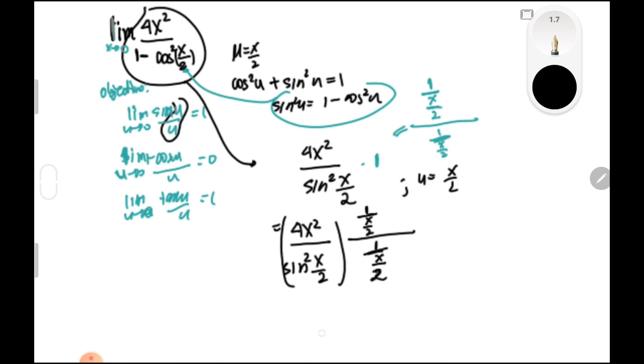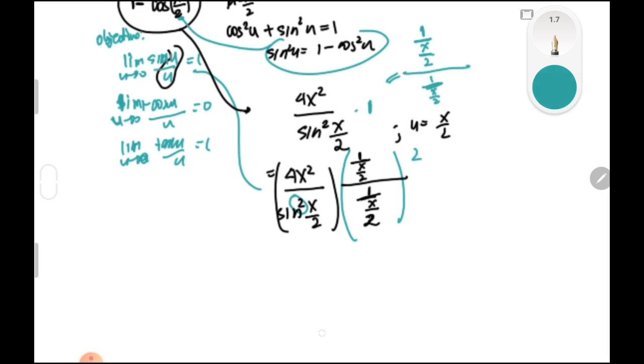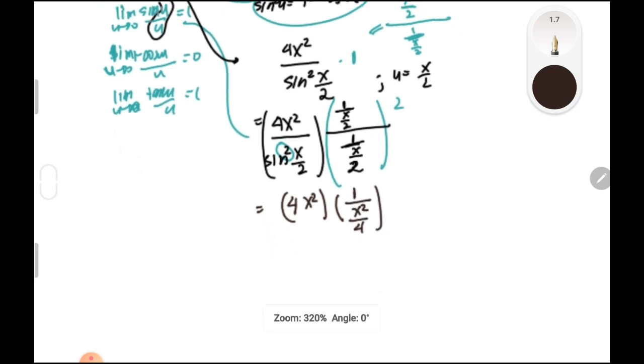Okay, but wait, take note that it is in squared. So kailangan natin ng dalawang ganito para magkaroon tayo ng function na ganito. So the first squared to, take note that it is also equal to 1, right? So therefore we will have a value equal to 4x squared multiplied by 1 all over x squared all over 4, tama ba?